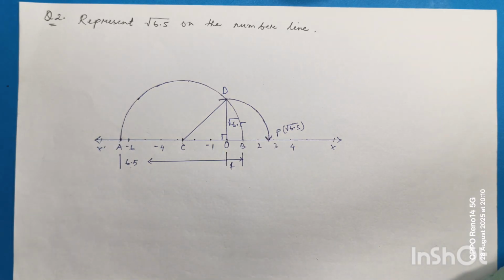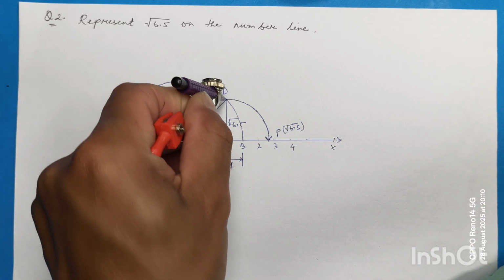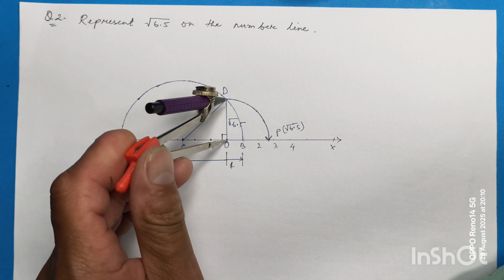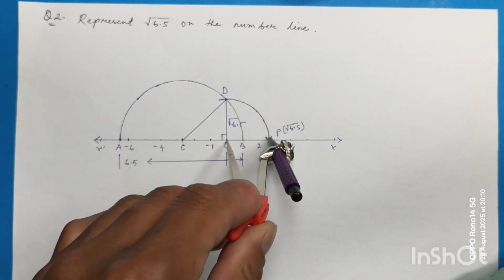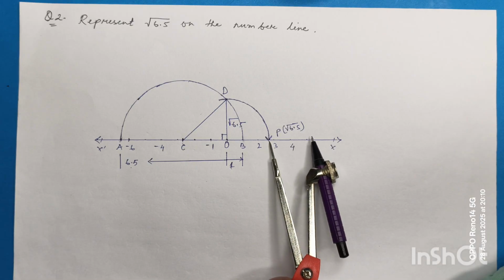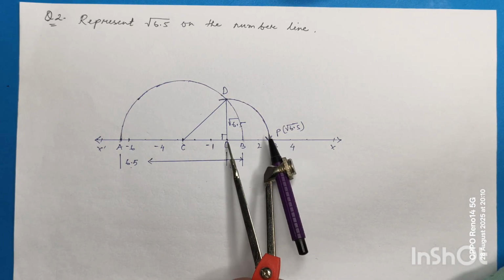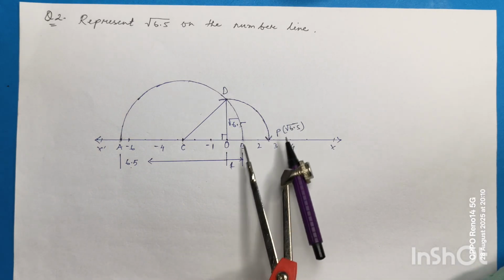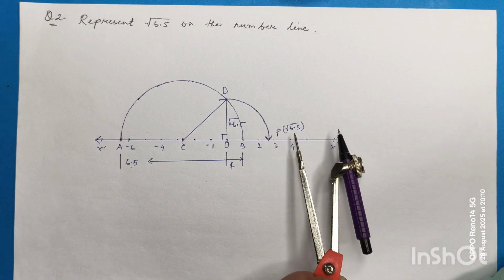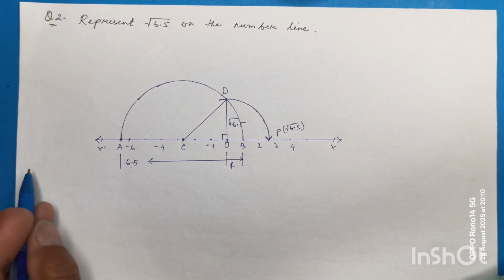And then now, with center O and radius OD, let us draw an arc. This arc will intersect the number line at the point P. This point P represents root over 6.5 because this OD length and this OB length should be equal. So like that, we have to represent root 6.5 on the number line. Let us write the explanation.